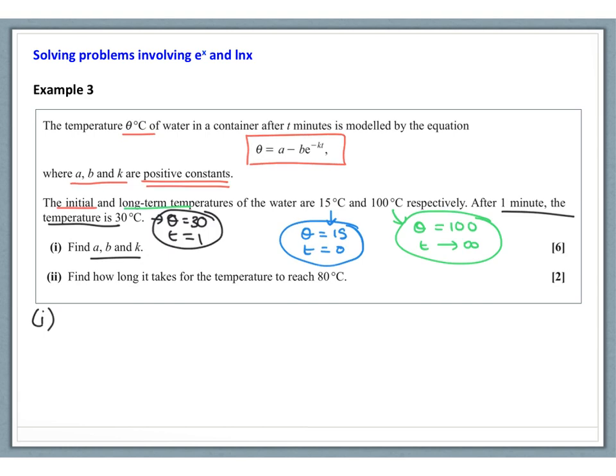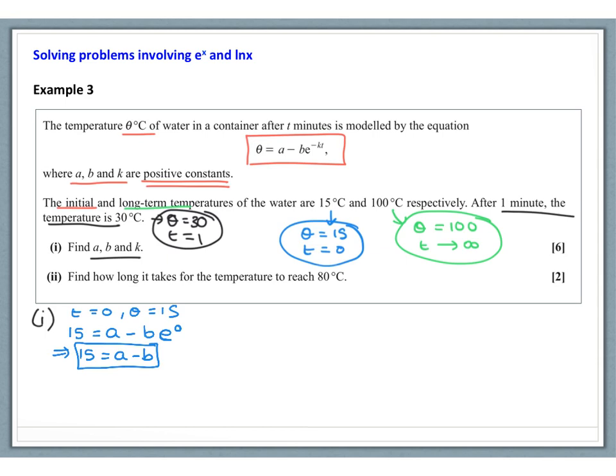And of course we have three pieces of information with which to find them. I'm going to start by substituting in T equals 0 and theta equals 15, and we'll see what that gives us. So we then find out that 15 is equal to A minus B e to the power of 0. e to the power of 0 is of course 1, so this gives me 15 equals A minus B, and I can't do anything further with that for the moment.